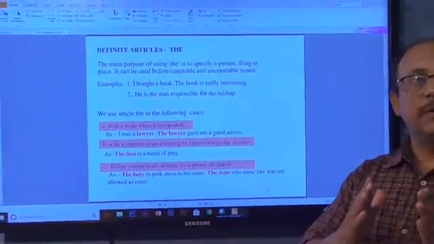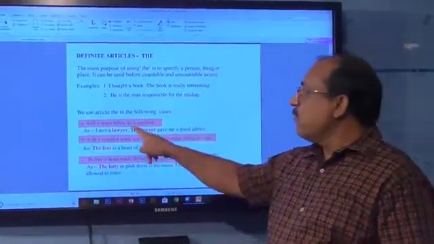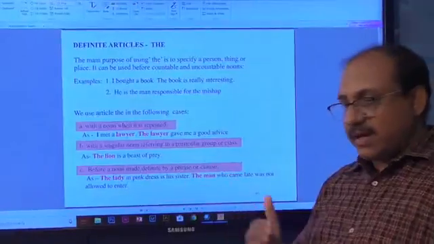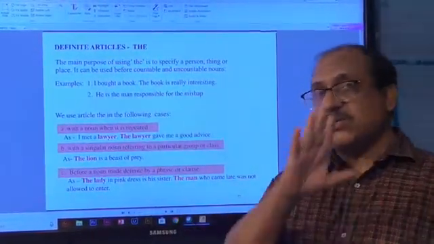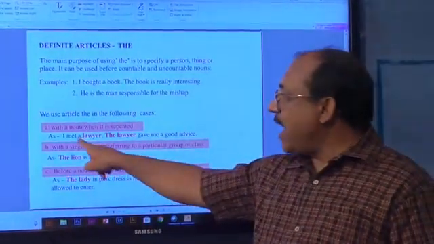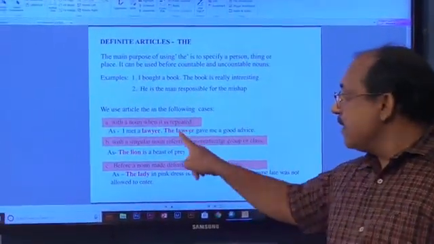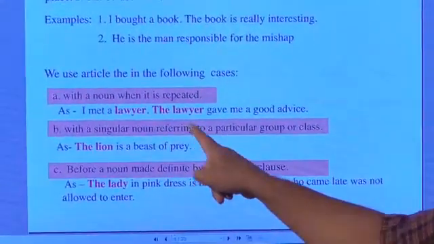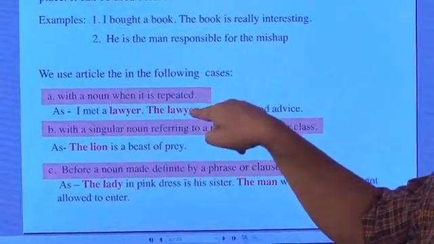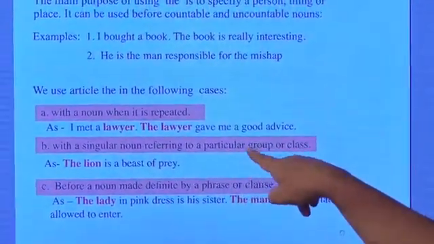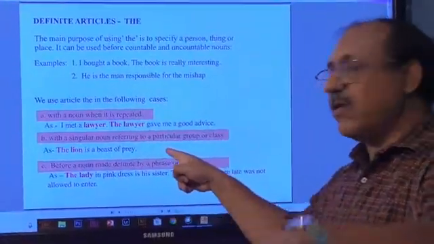Now the use of the definite article. When a noun is repeated in consecutive sentences, then in the next sentence the is used. For example, I met a lawyer. Here in the first sentence it is a lawyer. Then in the very next sentence you will find the lawyer is repeated. So this becomes the particular lawyer mentioned in the previous sentence. So I met a lawyer, and that lawyer becomes, in the next sentence, the lawyer.